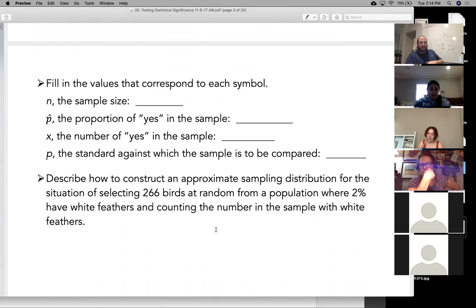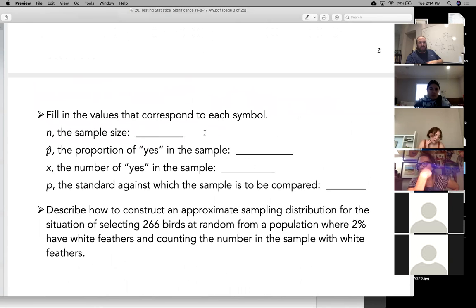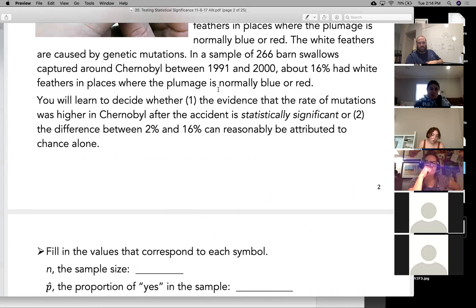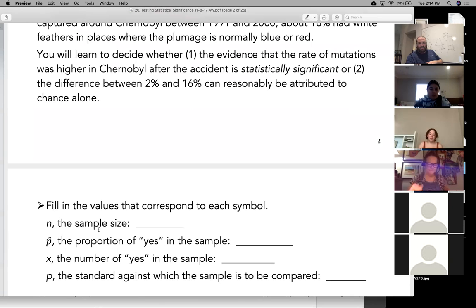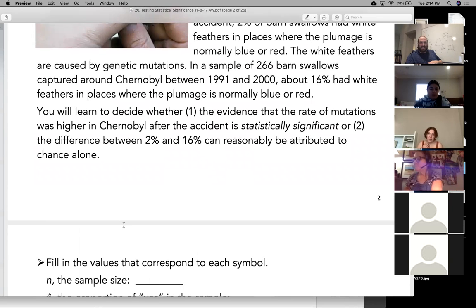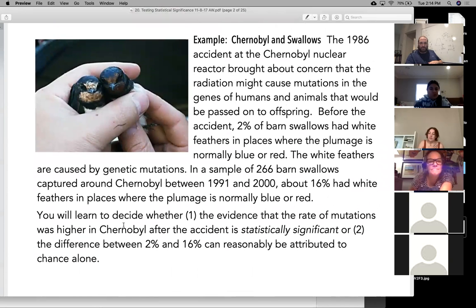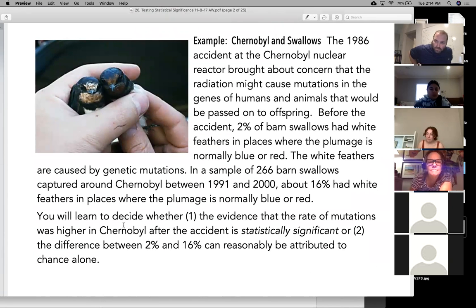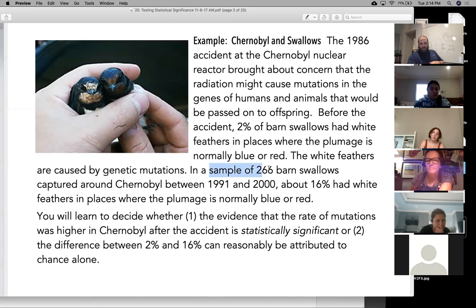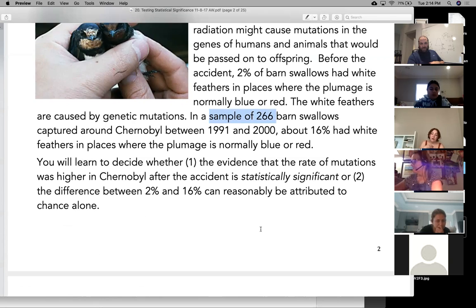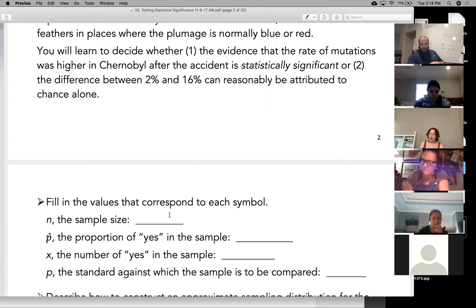Okay, so let's fill in the values that correspond to each symbol in this example. First, n is my sample size. What is my sample size in this Chernobyl example? 266, right? In a sample of 266 barn swallows. So n is equal to 266.